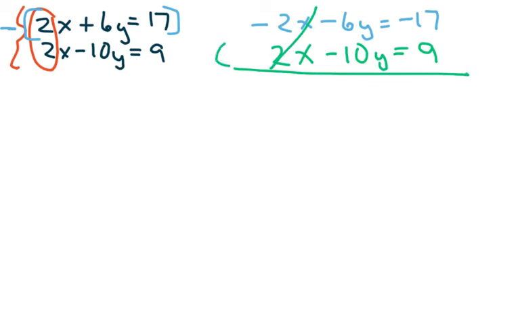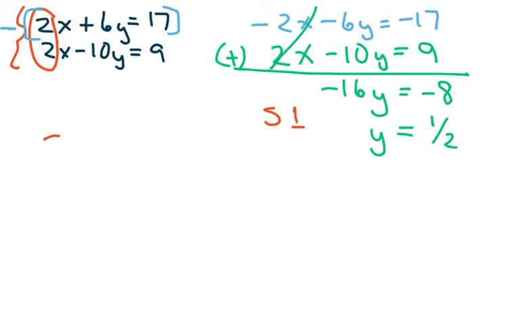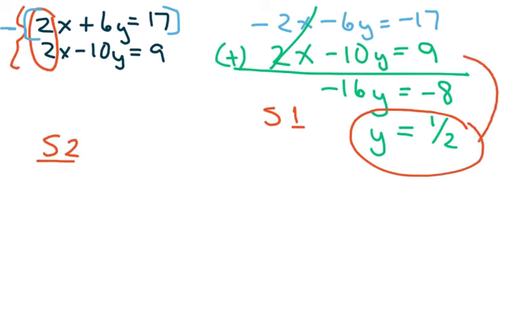And I combine these by adding. So this is -16y equals -8. All right, I think it's -8. And when you divide, you get y equals 1/2. Now that's step 1. Step 2 is we're going to plug in this y into one of these.